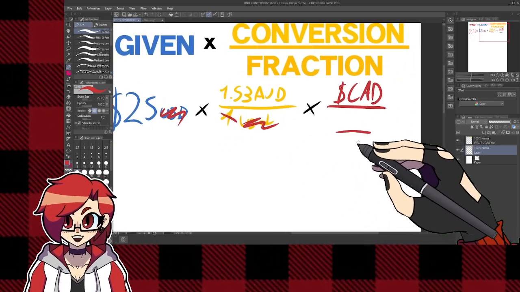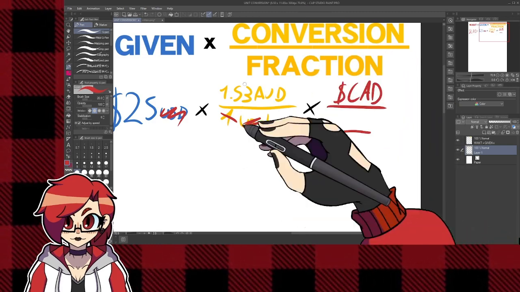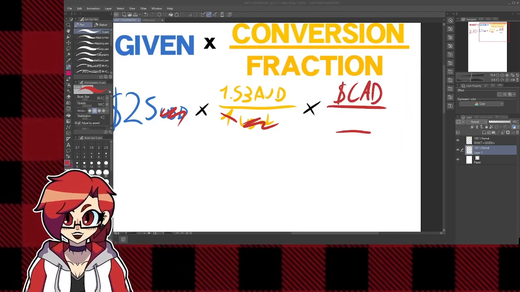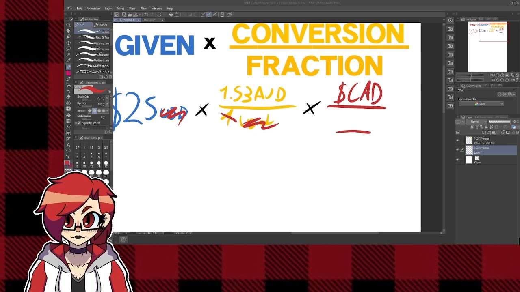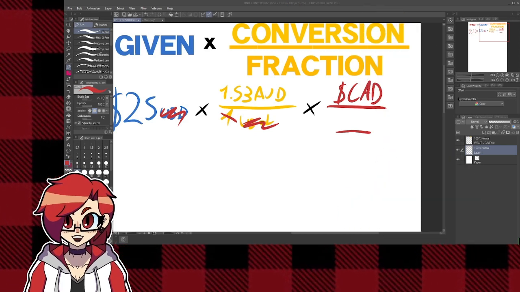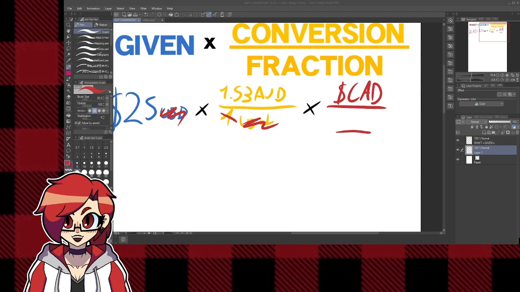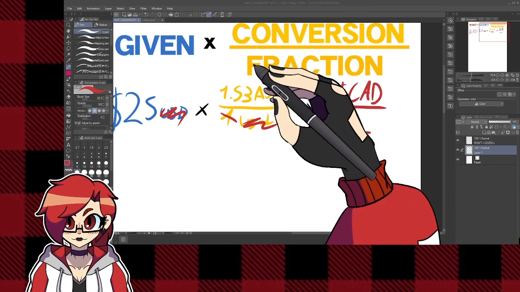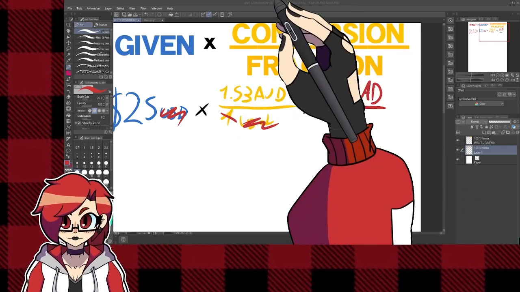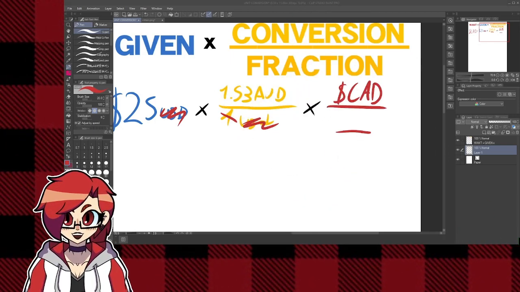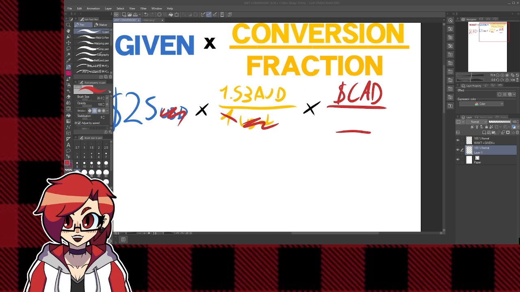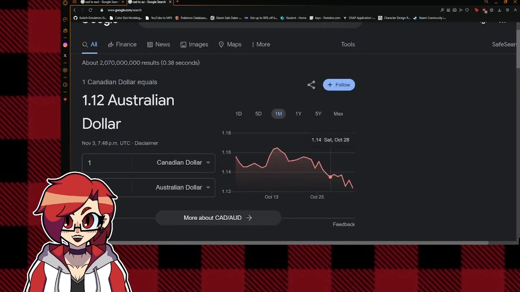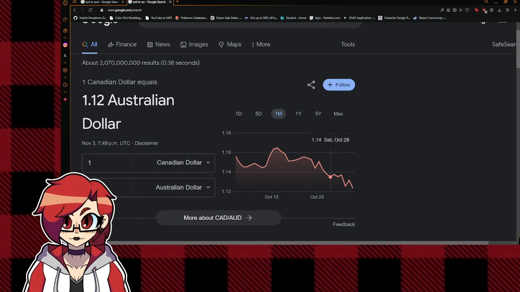Now, remember this spot? This spot's going to come into play now, because actually what we need is the conversion from CAD to AUD. That way we know how much we're getting. So, if we look at the value of AUD to CAD, we'll see that 1 Canadian dollar is 1.12 Australian dollars.